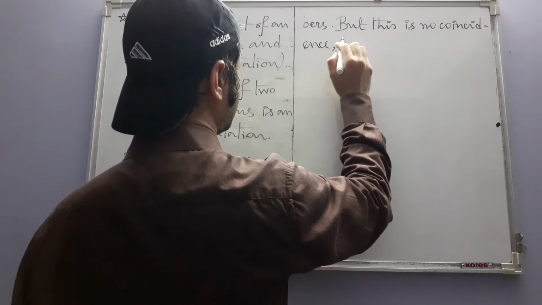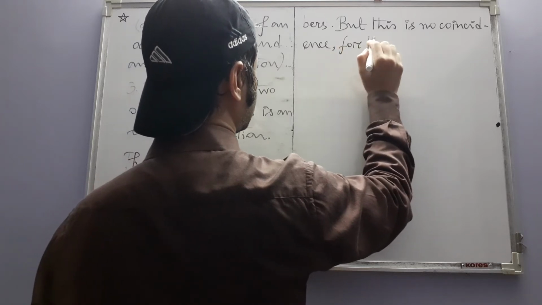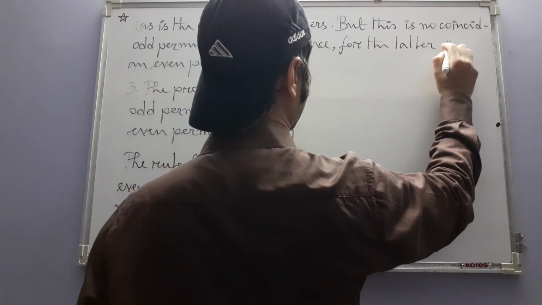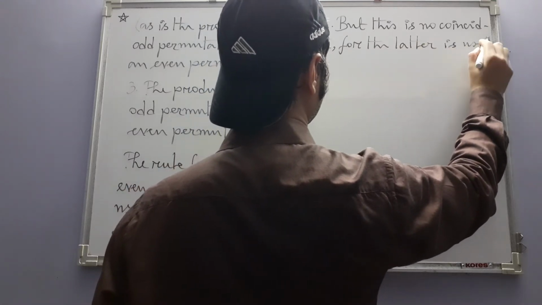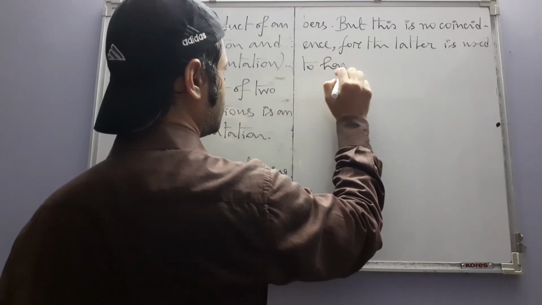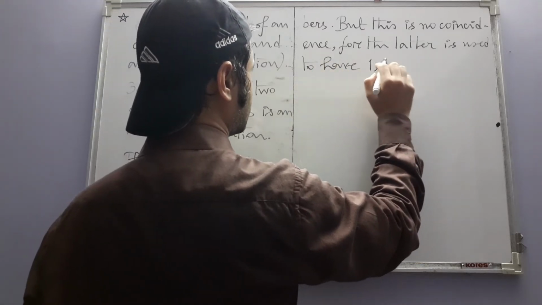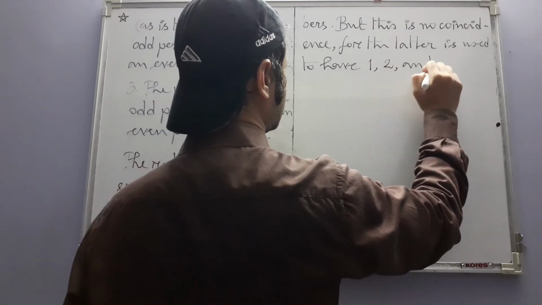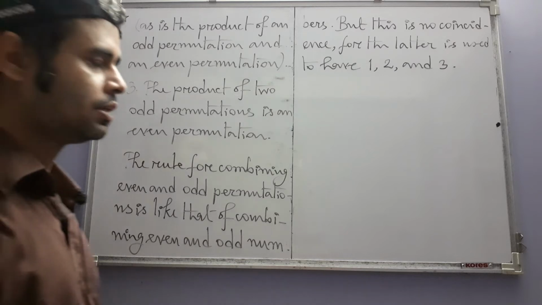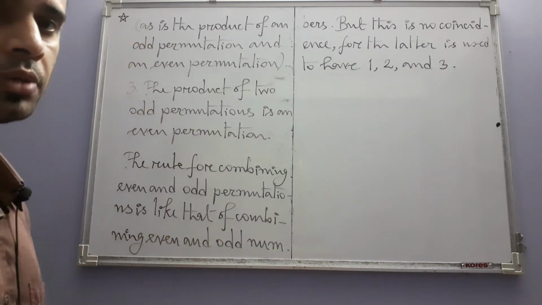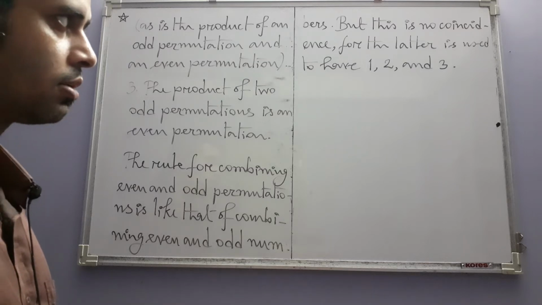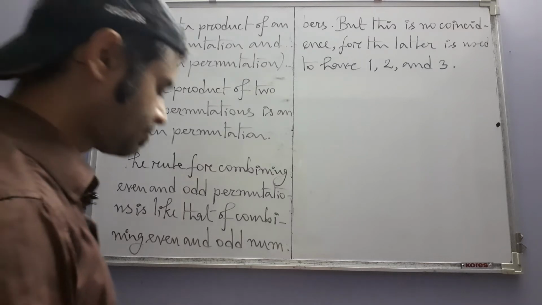But this is no coincidence, for the latter is used to have these 1, 2 and 3, because that's how we obtain these properties 1, 2 and 3. Even number plus even number is even, even plus odd is odd, and odd plus odd is even.